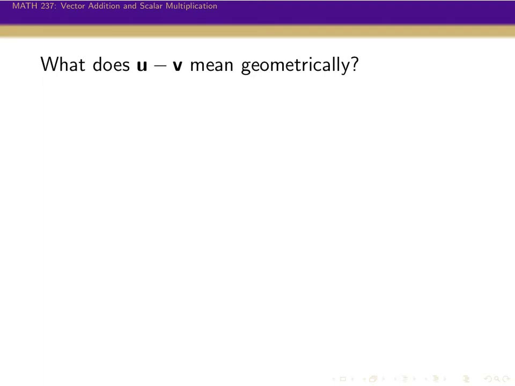Okay, so we talked about addition. What then does subtraction mean? So let's say we want w to equal u minus v. Well, if we want w to equal u minus v, that's the same as saying that if I did v plus w, I should end up with u.